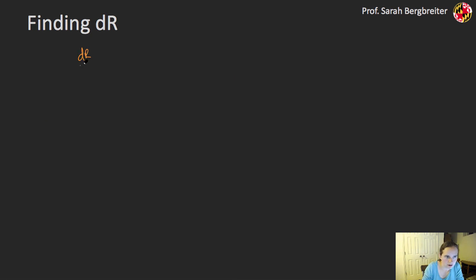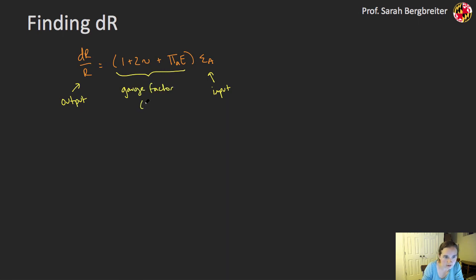Let me just rewrite that for simplicity. So I'm going to have dR over R. That's effectively the output of my strain sensor. So I'm interested in that change in resistance over the nominal resistance. I have my input, which in this case is an axial strain applied to my strain sensor. And then this term right here, I'm going to give a special name, and I'm going to call that the gauge factor, or you'll often see that written as GF.